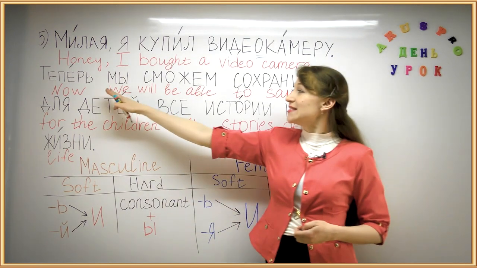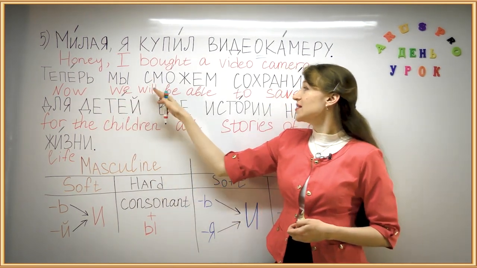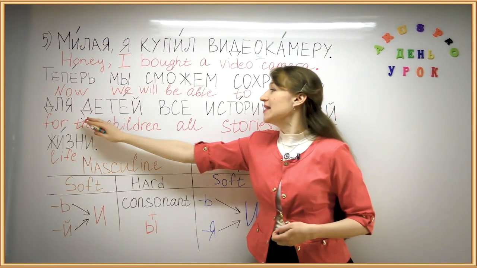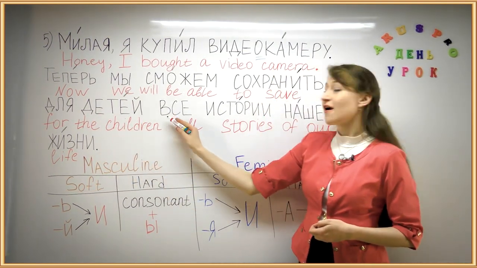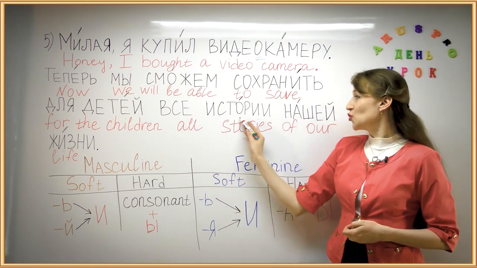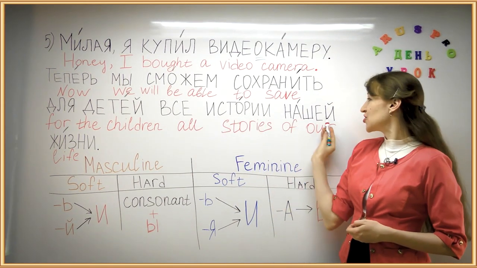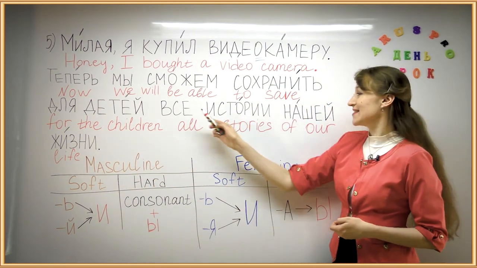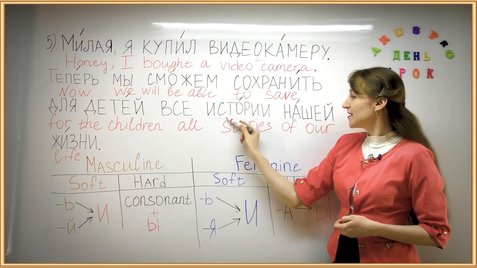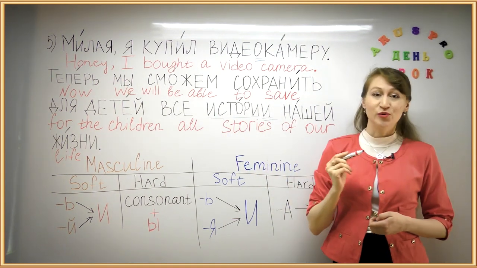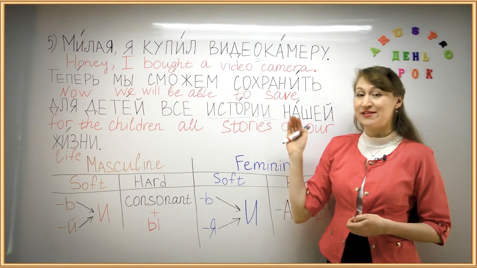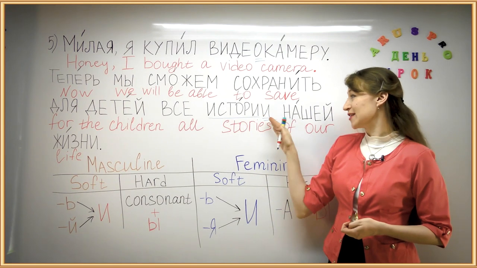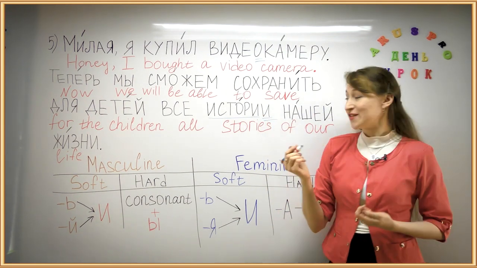Милая, я купил видеокамеру. Теперь мы сможем сохранить для детей все истории нашей жизни. A nice long sentence. So, here we have this word in plural form. Истории. The singular form will be история, a feminine word with a soft ending.